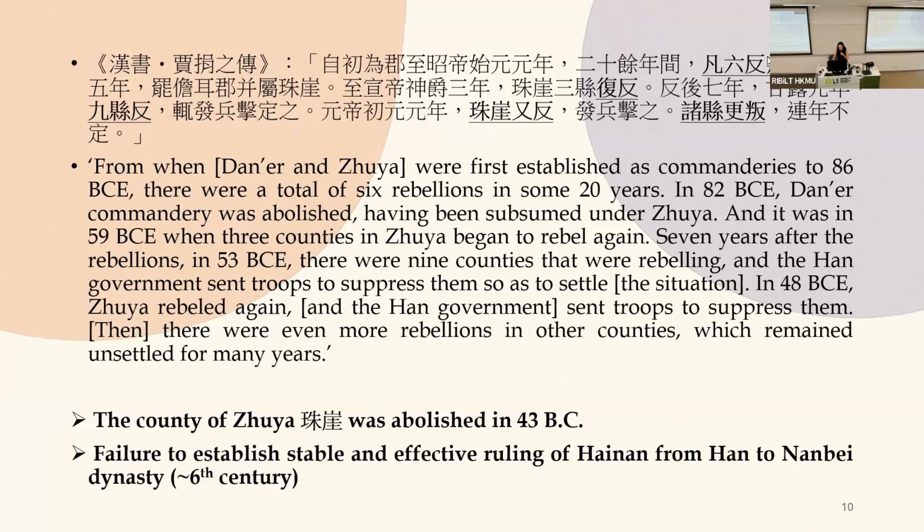So here you can see the word for rebellion repeated again and again. In a very short passage, there are multiple mentions of rebellions and betrayal. And so the Han court and the later dynasties did try to regain control of the island, but with very little success.